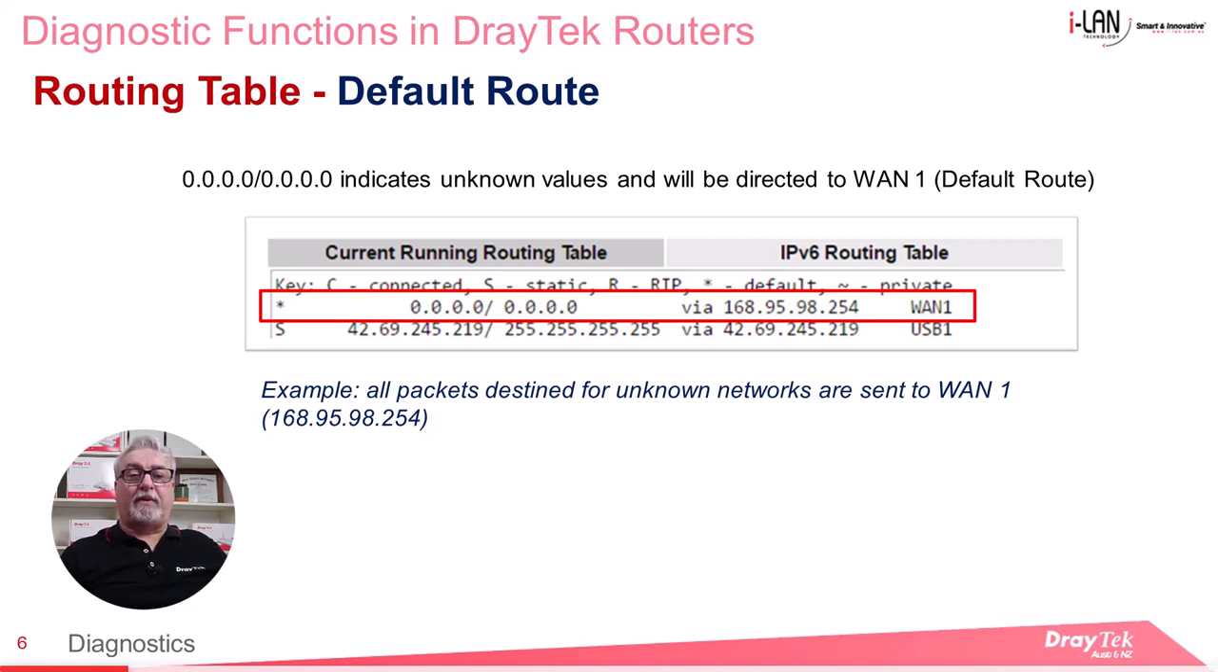In this example, we have the default route directed to 168.95.98.254 via WAN1, which is our internet connection.